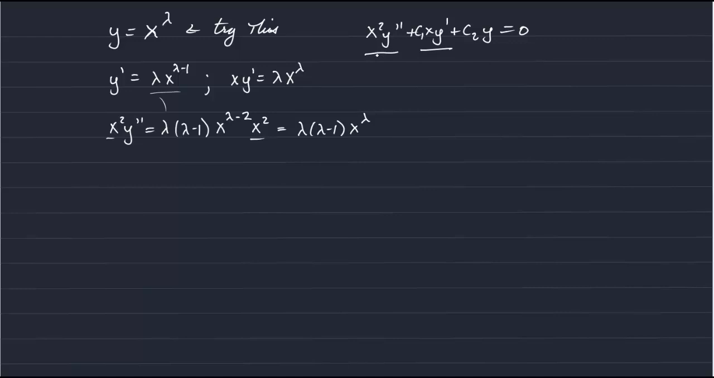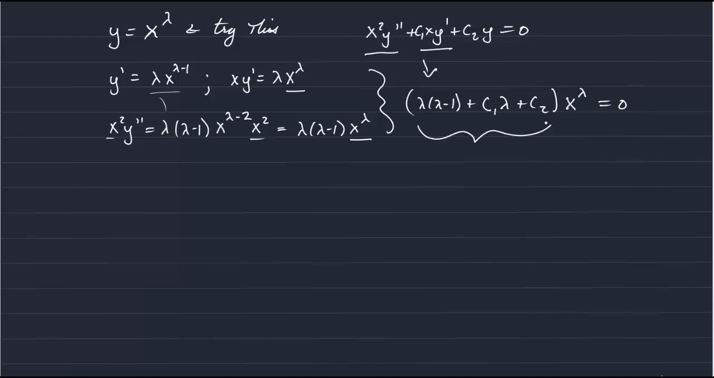So with the Cauchy-Euler equation, when we're multiplying the derivatives of y by the power x raised to the same power as the order of the derivative, what we get is both terms being proportional to x to the lambda. And so this gives lambda times lambda minus 1 plus c1 times lambda plus c2, and that's all multiplied by x to the lambda, and that's equal to 0. So we get a new characteristic equation for lambda.